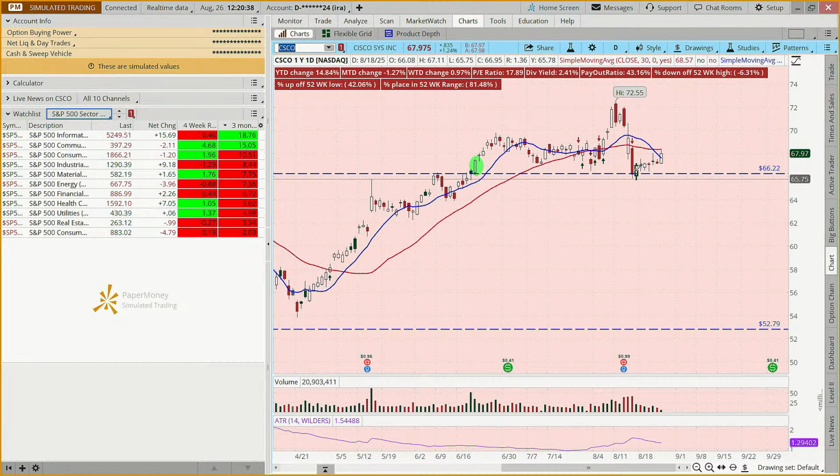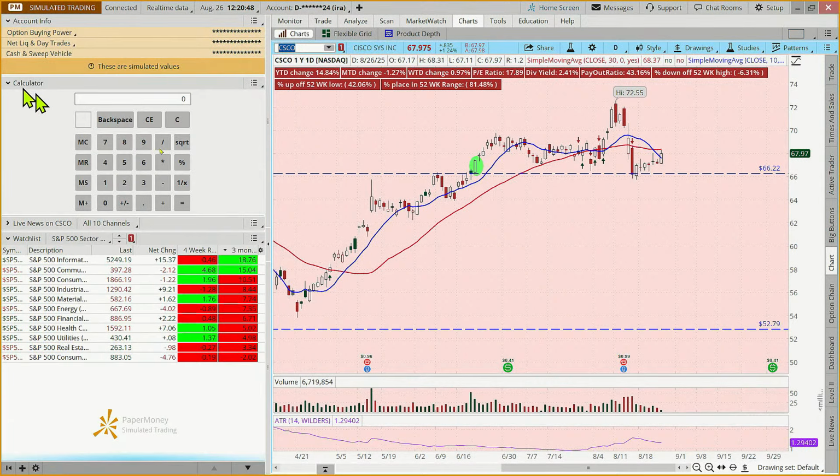It doesn't have to go all the way. It's currently sitting at 68. So that would be a $4 gain on a $68 stock. And you might say, well, that's not much.